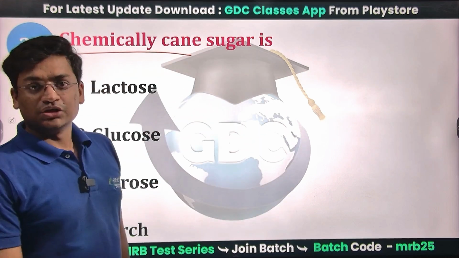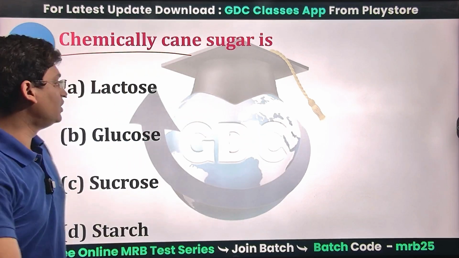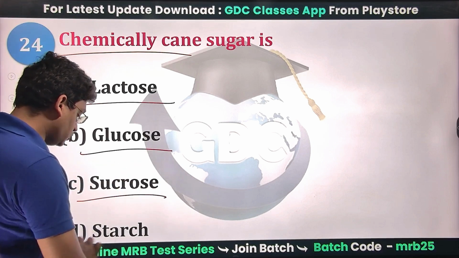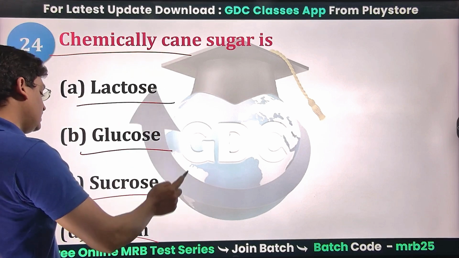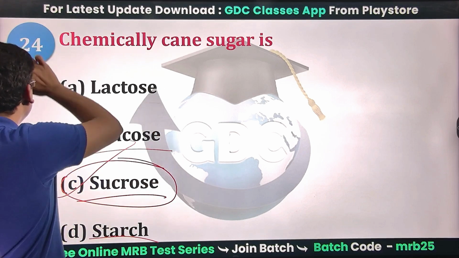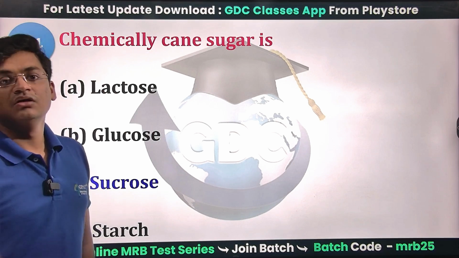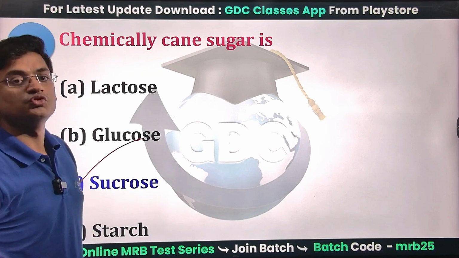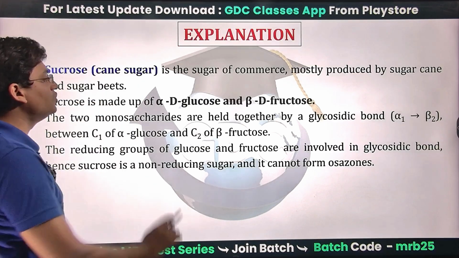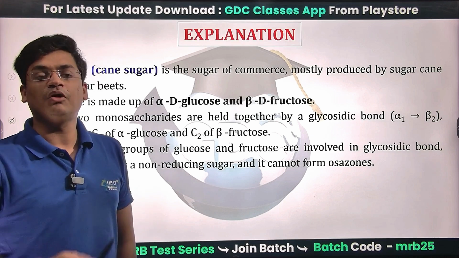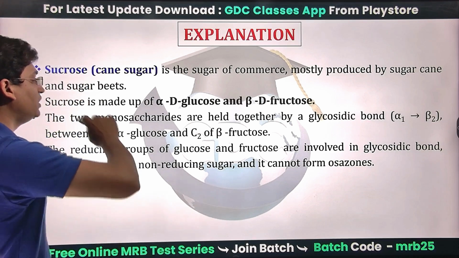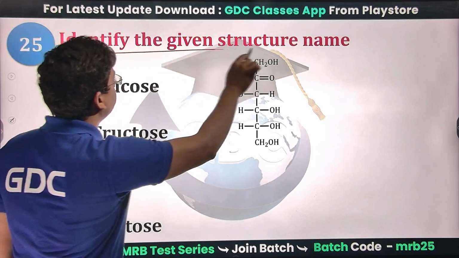Chemically, cane sugar is actually made up of lactose, glucose, sucrose, or starch. So it's none other than sucrose. When we talk about cane sugar, it will be made up only of sucrose, with sucrose as the unit. Sucrose is made up of glucose plus fructose units. It is a disaccharide of glucose plus fructose.